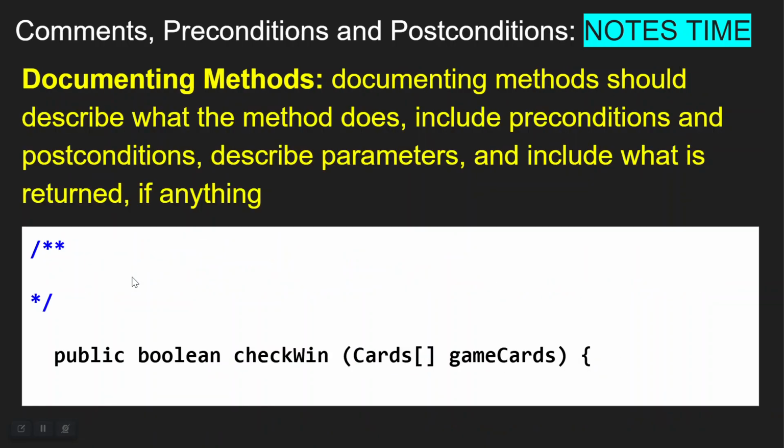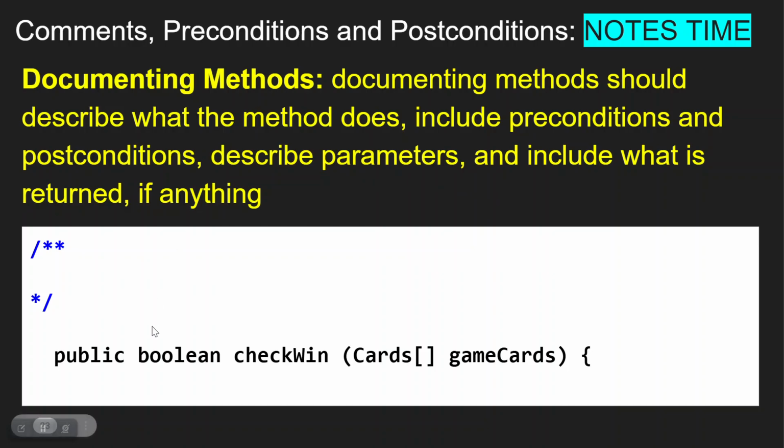So now let's go ahead and look at documenting methods. When you're documenting methods, you have to describe what the method does. Once again, include preconditions and postconditions. You also want to describe the parameters, but then you also want to include what is returned, if anything.